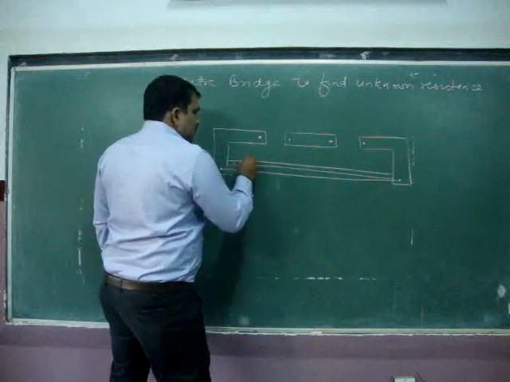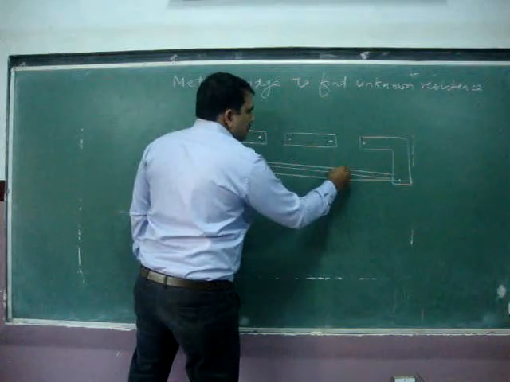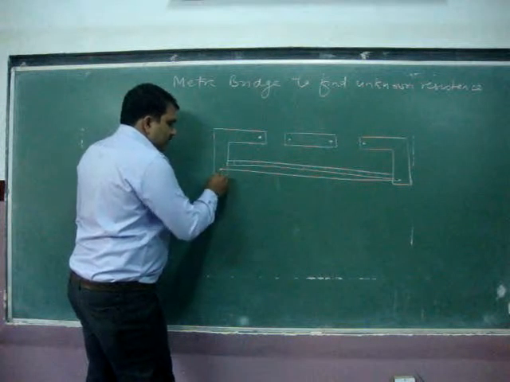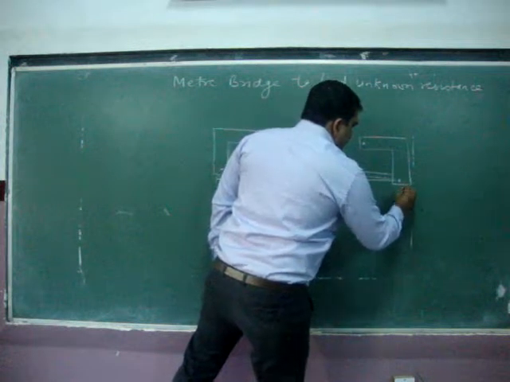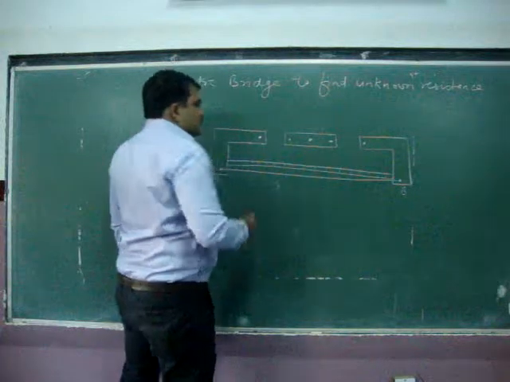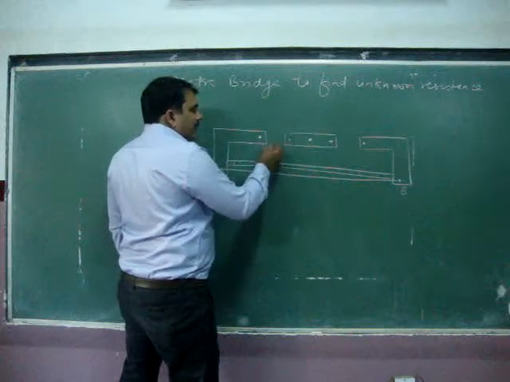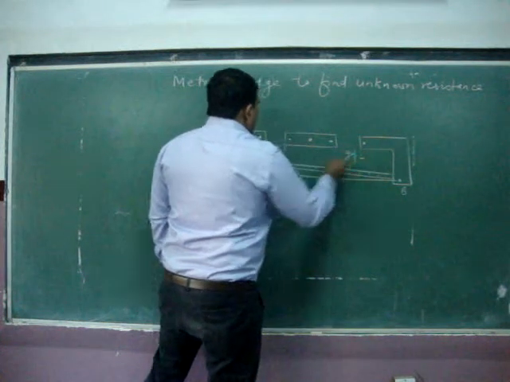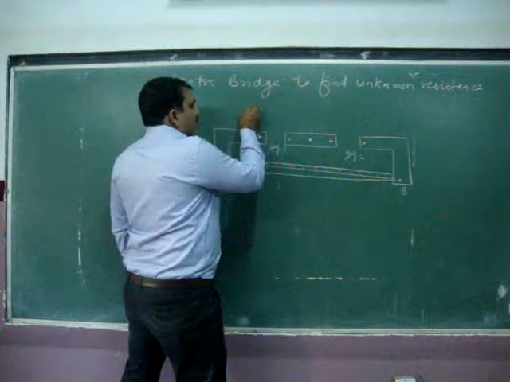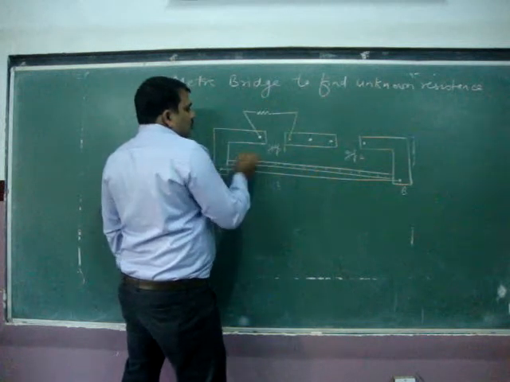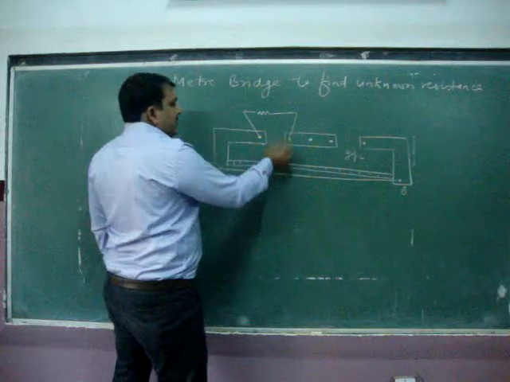This scale is of 1 meter length, and the left end of this meter bridge, this terminal, we can name A, and we can name the other end B. Now, to find the unknown resistance, there are two gaps. This is called gap 1, and this is called gap 2. The unknown resistance that you have to find, you can connect here in gap 1. The two ends of the resistor are connected in gap 1.